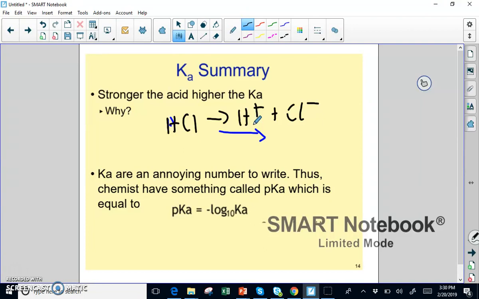Now, Kas are usually in scientific notation, something like 1.8 times 10 to the negative 8, so they're annoying numbers. So chemists have made something called the pKa, which makes it a nicer number, and pKa is equal to the negative log, log base 10, of the Ka.